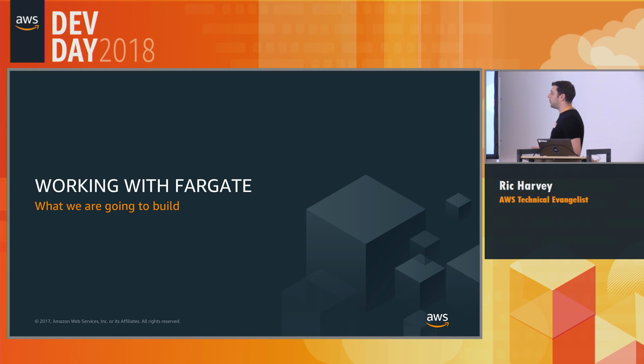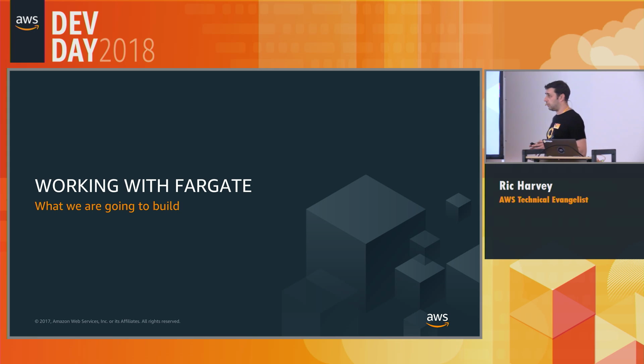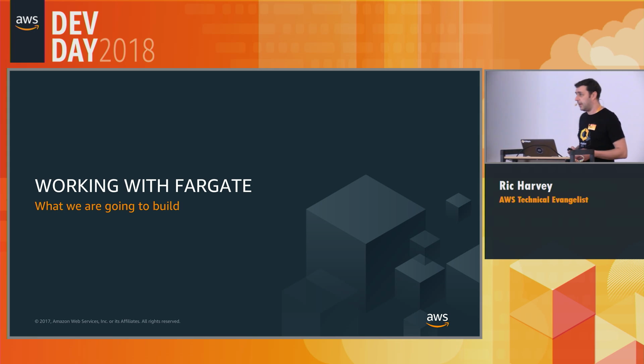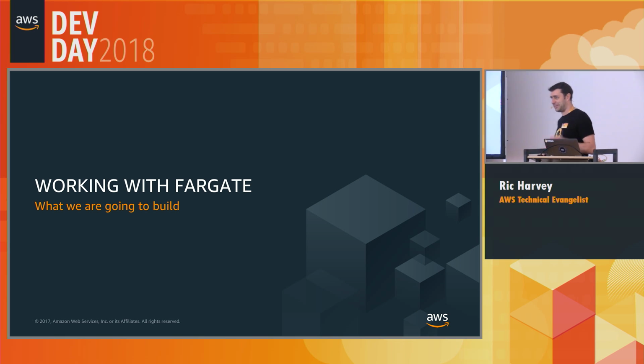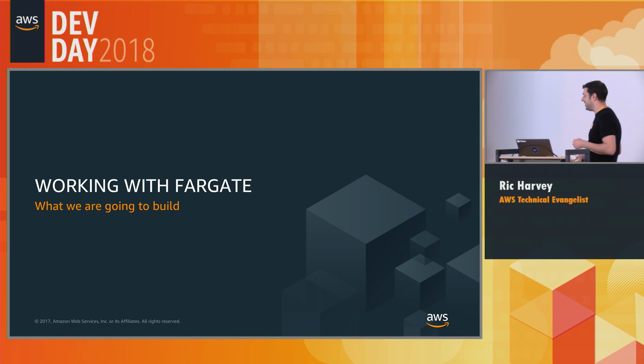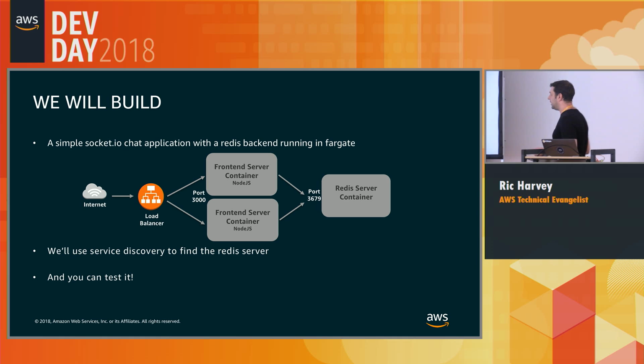So let's talk about what we're going to build first of all. I'm going to go through and I'm going to show you all the concepts that we're going to use in this particular demo. We're going to look at permissions, we're going to look at load balancer, connectivity, and running containers. And I've also dropped in at the last minute service discovery, which is relatively new, so let's keep our fingers crossed that bit works.